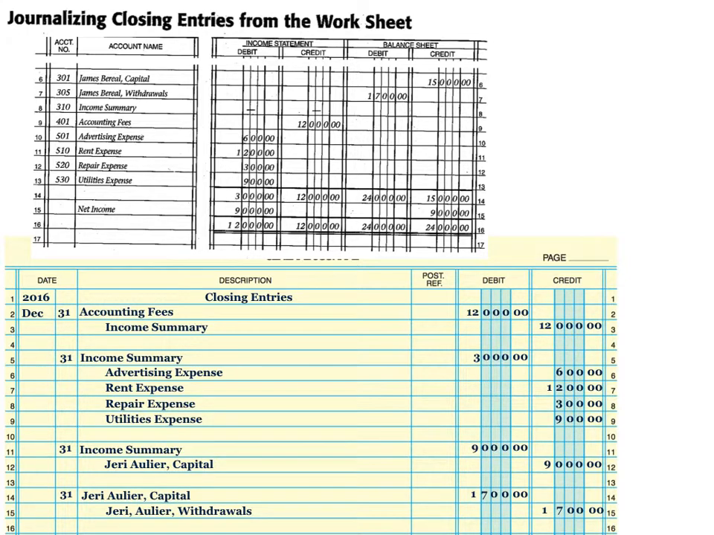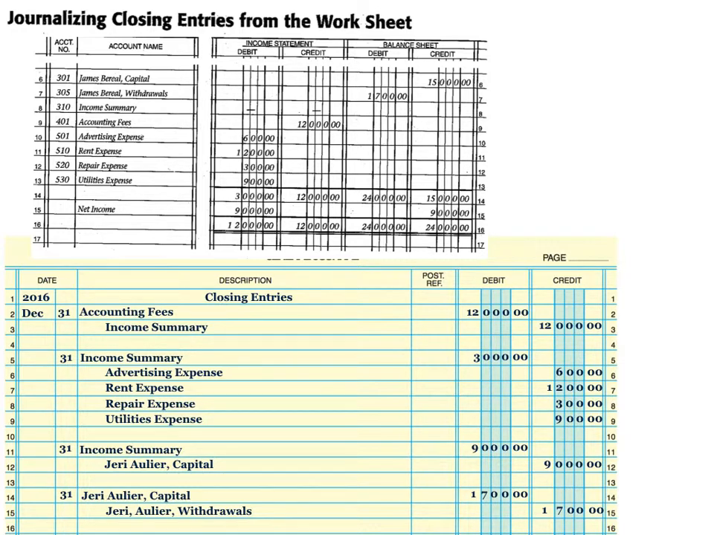Again, just looking quickly through these, income summary. We're transferring all of our expenses to income summary now. The expenses have debit balances on our worksheet. So when we add them as closing entries, they are all going to have credit entries. If the expenses have credit entries, then income summary must be a debit. So we total up all of these expenses for a total of $3,000, giving us an income summary of $3,000, and then all of our advertising, rent, repair, and utilities expenses are listed individually as a compound entry.